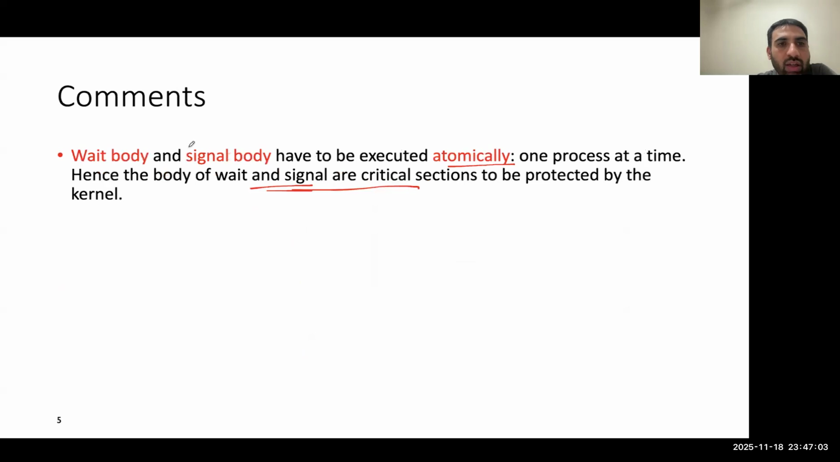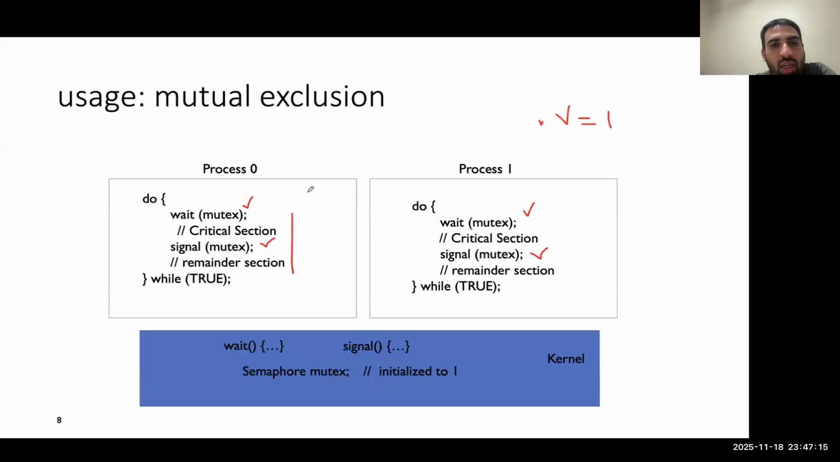Let me go back here. Wait body and signal body have to be executed atomically, so one process at a time. Hence, the body of wait and signal are critical sections. So they themselves are critical sections.